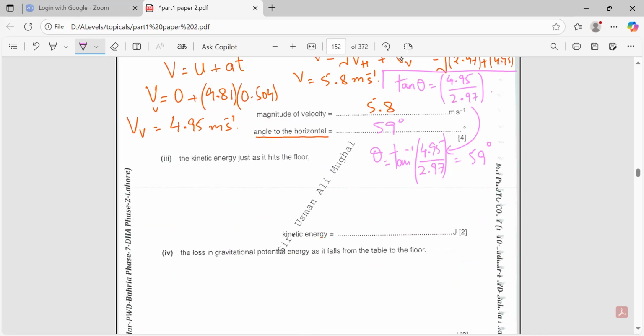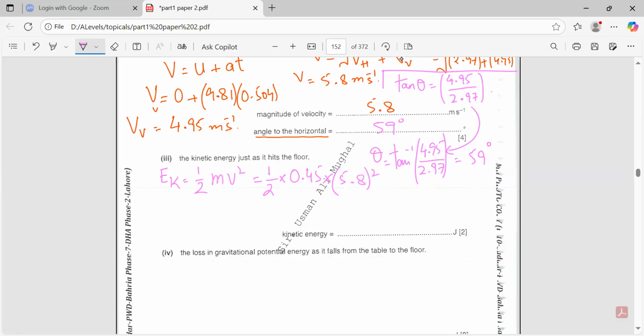Question says, find out the kinetic energy just as it hits the floor. At the time being, we have not studied the kinetic energy but you already have information about the kinetic energy as per your previous knowledge. We know kinetic energy is equal to half mv square, and the mass of the ball is initially given to you, which is 0.45, so it will be half into 0.45 multiplied by velocity square. The velocity is the total velocity which you found in the previous part. This will be 5.8 whole square.